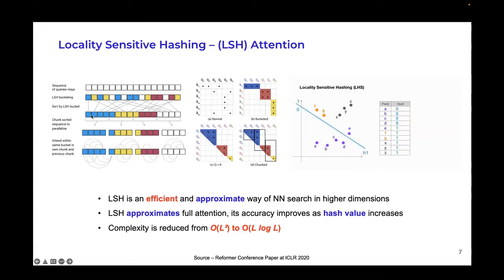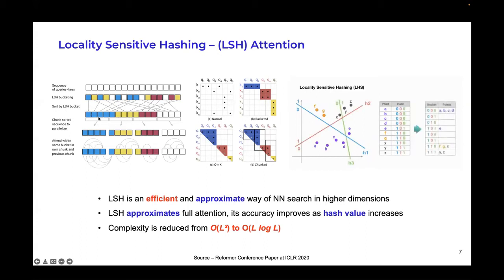Once the bucketing is done, we sort all those points which are in the same bucket. In the left side diagram at the top, you can see the bucketing. After that, we sort all the points based on the buckets to which they belong. So all the blue buckets are together, all the yellow buckets are together.